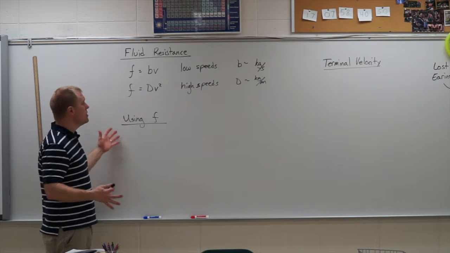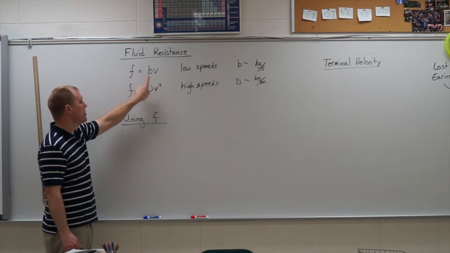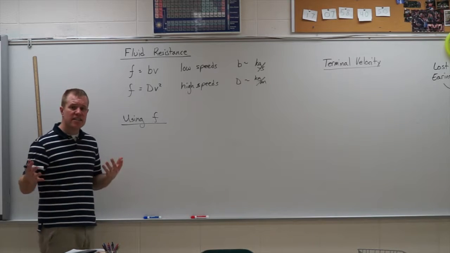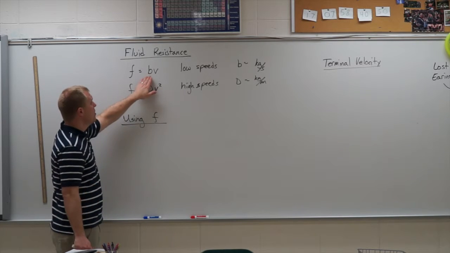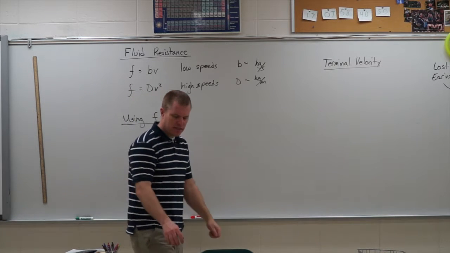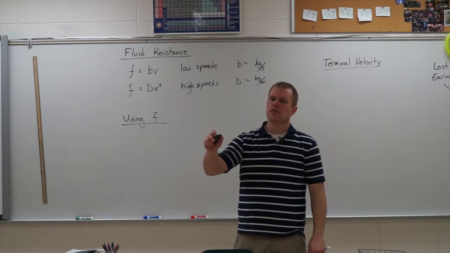So the first thing you do, in order to use these, is you're going to have these coefficients of fluid resistance. Now this is dependent on the shape of the object, the density of the object. These types of things will affect your b and d value. I don't think it's density. Let's go ahead and start that one over. Let me look that up.